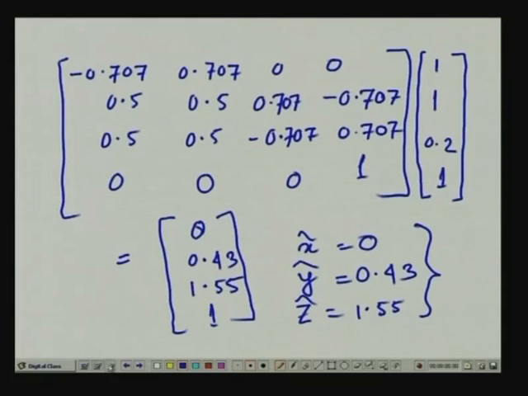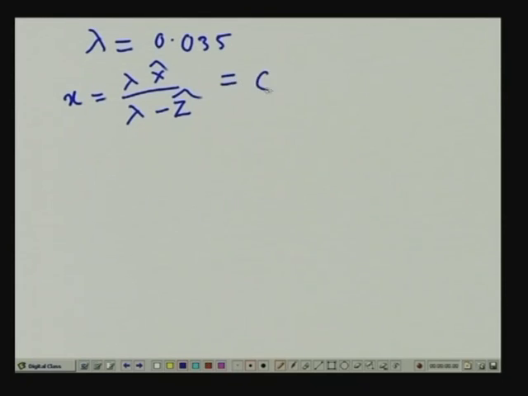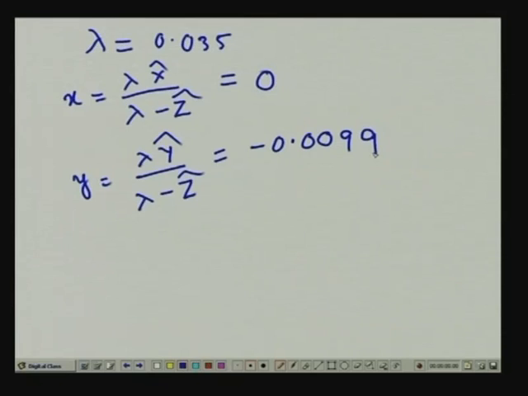So, now what we have to do is, we have to apply the perspective transformation to this particular point. If I apply the perspective transformation and if I assume that the focal length of the camera is 0.035, then we obtain the image coordinates as x equal to lambda x hat divided by lambda minus z hat, which will be in this case of course 0, and y equal to lambda y hat divided by lambda minus z hat, which if you compute, this will come as minus 0.0099.